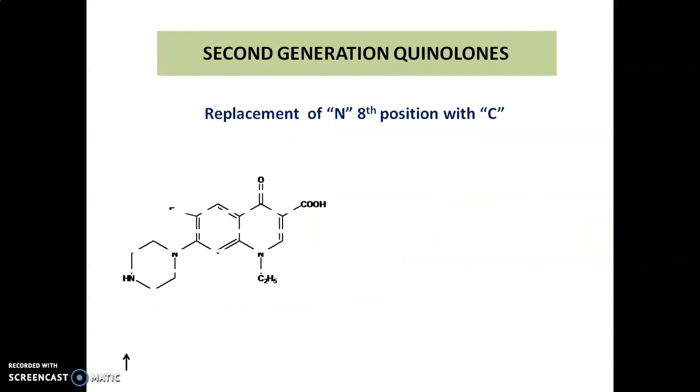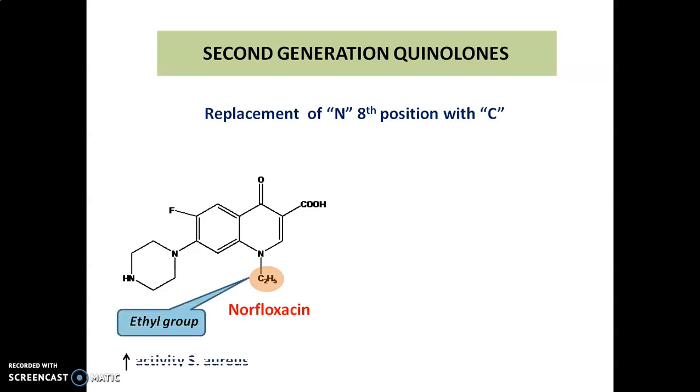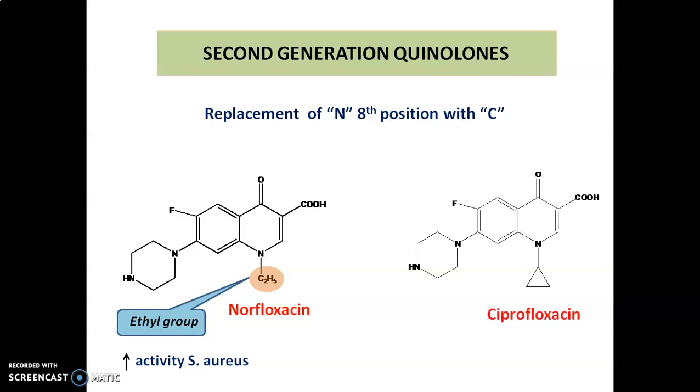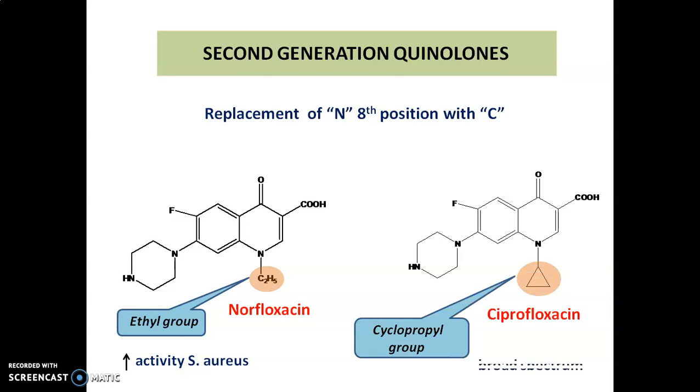Second generation fluoroquinolones include norfloxacin and ciprofloxacin. In this, the nitrogen atom at 8th position is replaced with a carbon group, and there is a presence of ethyl group at 1st position. They also have increased activity against Staphylococcus aureus, whereas ciprofloxacin contains cyclopropyl group at 1st position, and it has broad spectrum of activity.